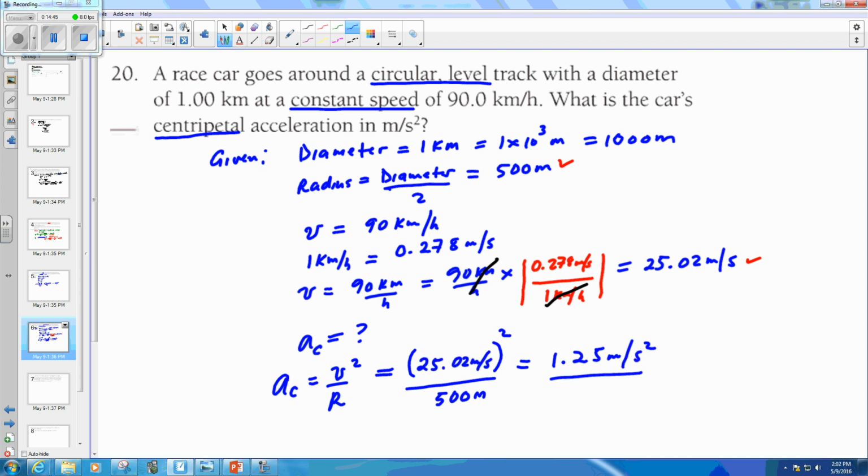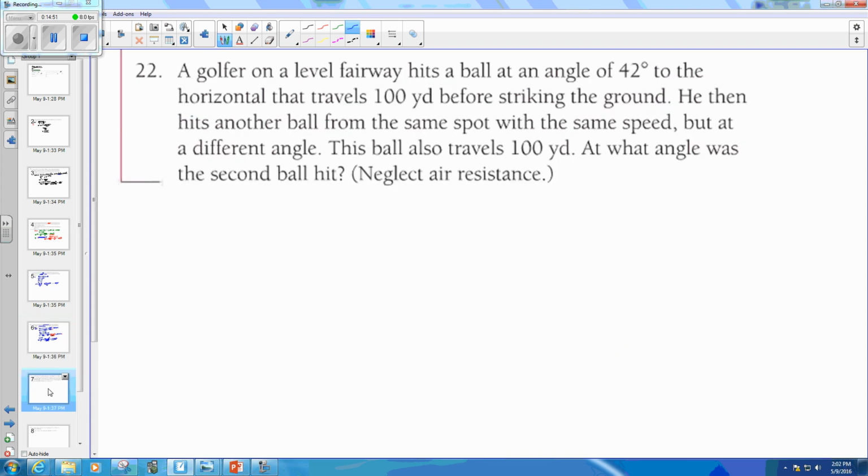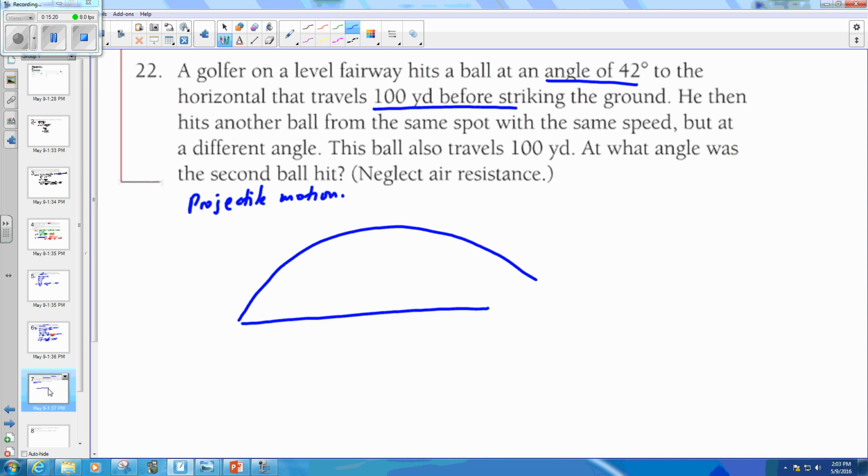The next example is this. So what we have is projectile motion. How do I know it's projectile motion? Because when you hit something at an angle, it will go up in the air and then it will come back. But we know it will land somewhere there. So here it is. So this gopher, he shoots it at an angle and it lands somewhere there. Now this angle is given as 42 degrees. And this distance is 100 yards.